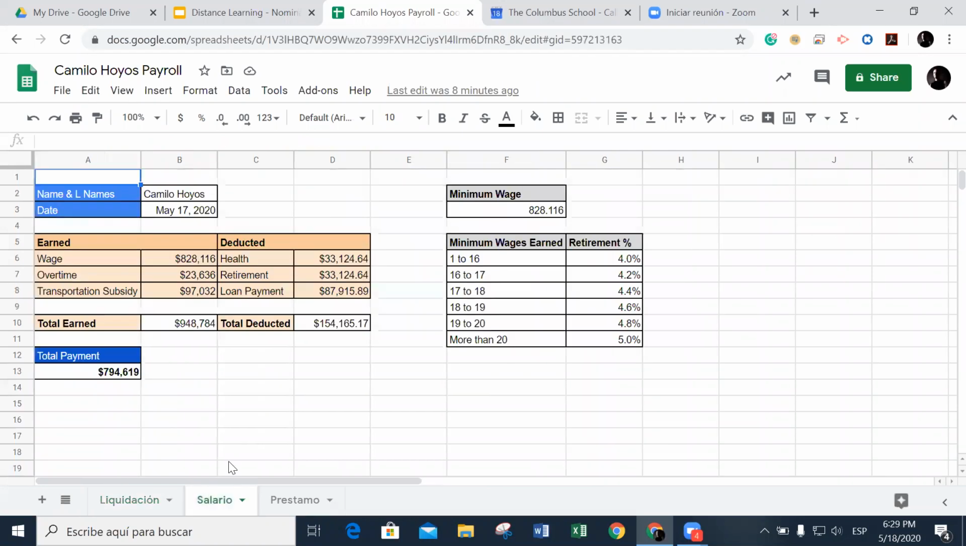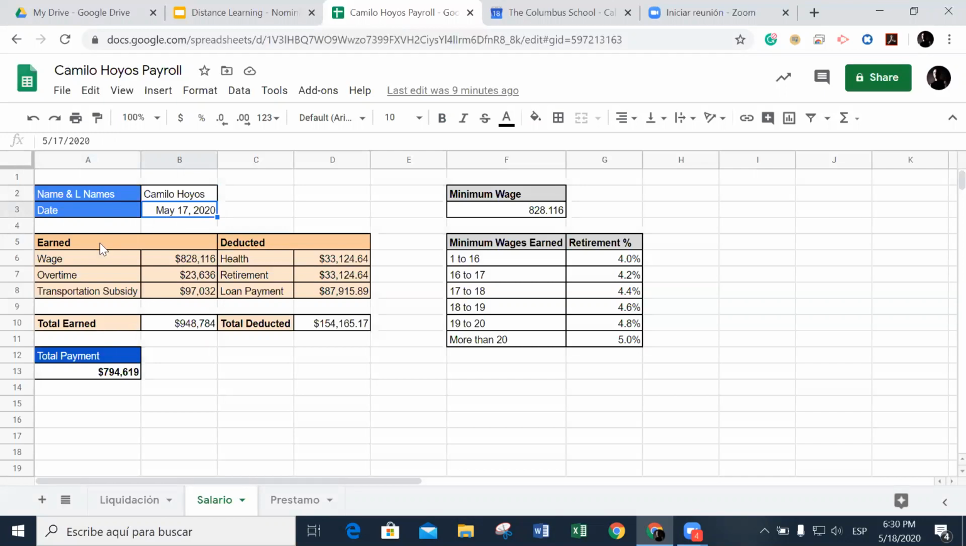Now let's go to Salario. Every time you pay this person every month, you're going to give them a slip, to make sure that they understand what you're paying for, and there's no discrepancies, and everything is clear between all parts. So in this table right here, after you fill in all of this, the headings, you made it all pretty with the colors and the bold typefaces and everything. Then you put in here name and last name, Camilo Hoyos, date, you put whatever date this was.